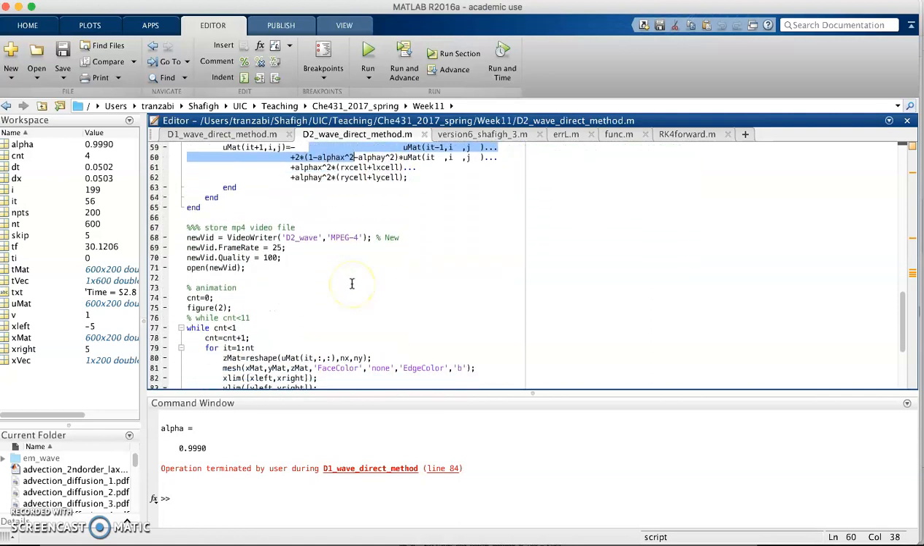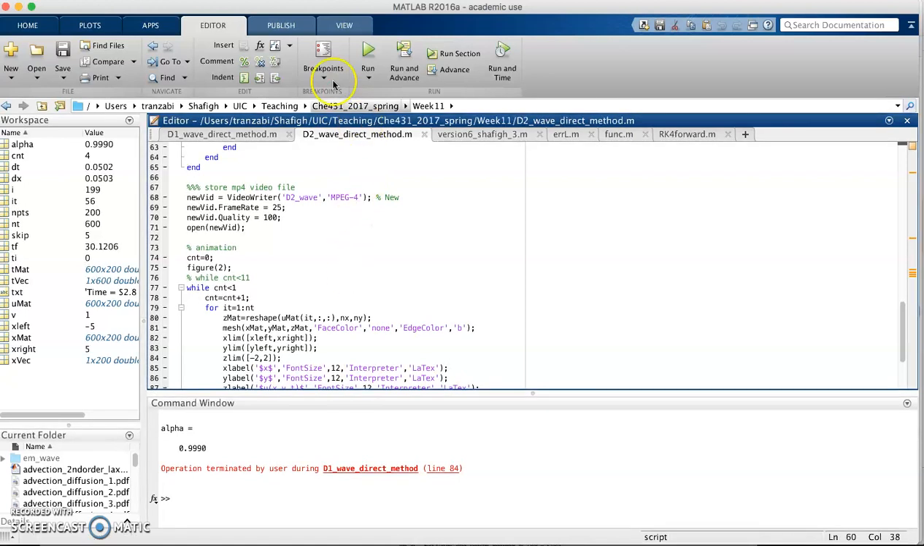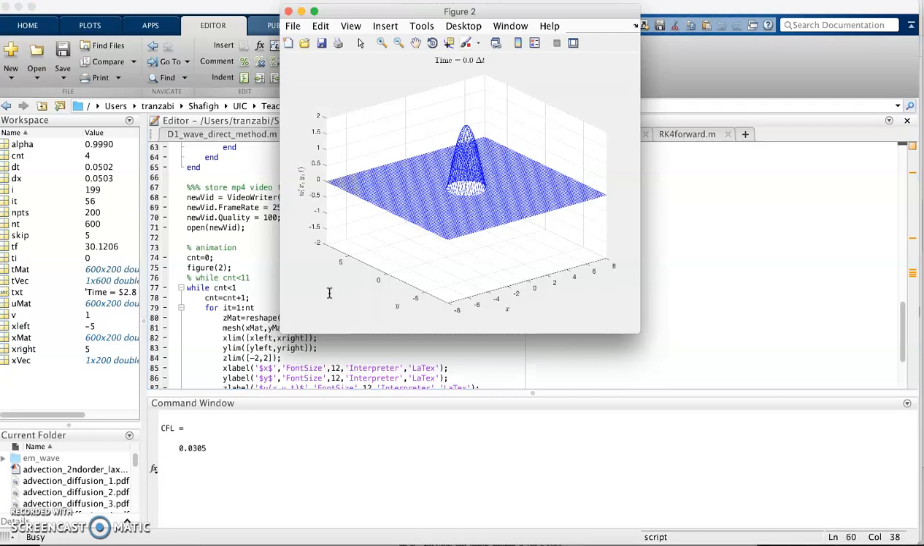Now the rest is just for creating the video. So now let's see what happens if I run the code. So the video was posted on the web. Initially you get this half sine wave and then it propagates through to the end. Watch this when it hits the boundary.